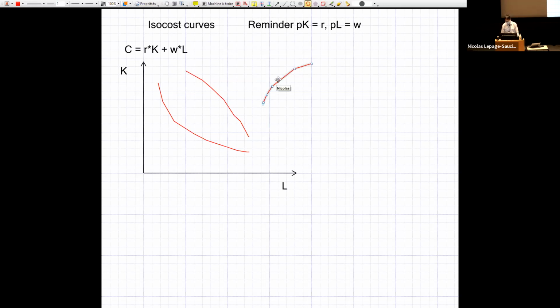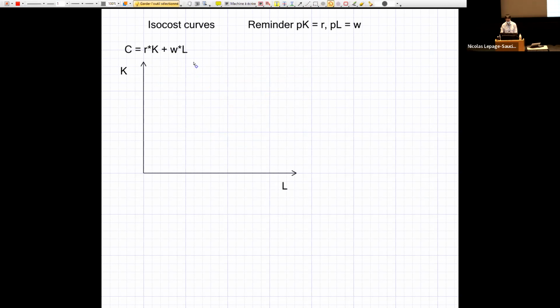Now at home, you can see the screen, so you can help us too if you have some input. Yes, thank you, Mike. So that was a trick question. It's not curved at all. You see that it is perfectly linear. So the R doesn't change however much capital I use, and W doesn't change however much labor I hire. So yeah, it doesn't change.